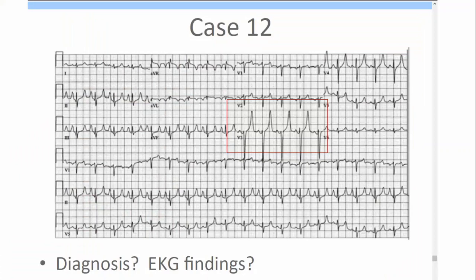So what I was doing to plan this for you is I wanted to not only show you a picture of a very, very common non-cardiac cause of EKG abnormalities, but I wanted to throw in some other common non-cardiac related causes of EKG findings as well. And this will be our last case of the day.